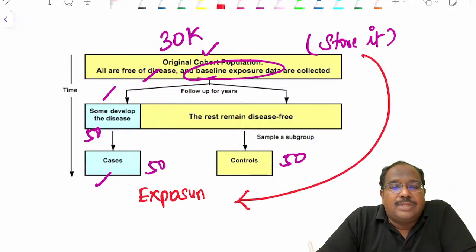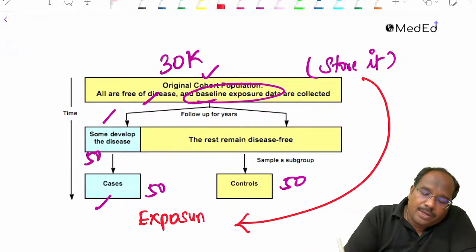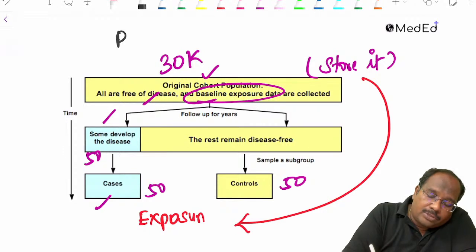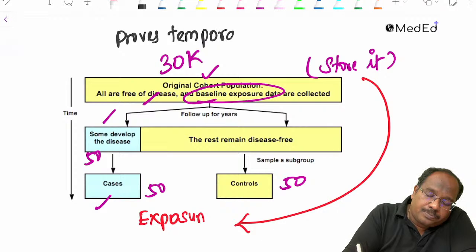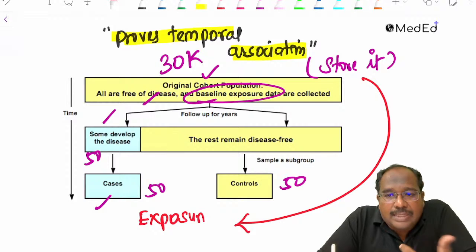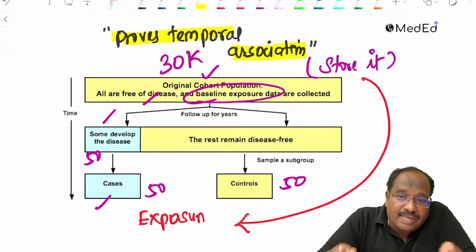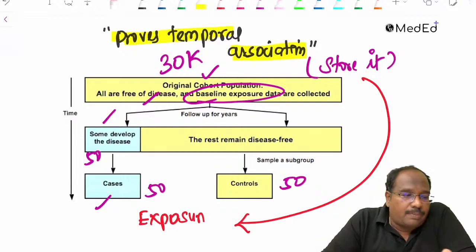So this is the advantage. What association can it prove? It proves temporal association. That is the advantage when compared to a case control study alone.